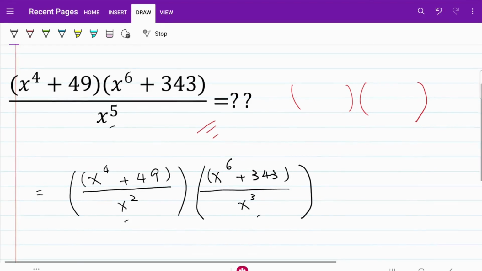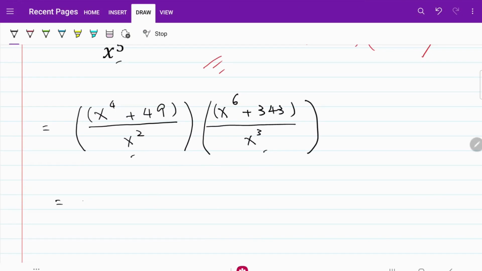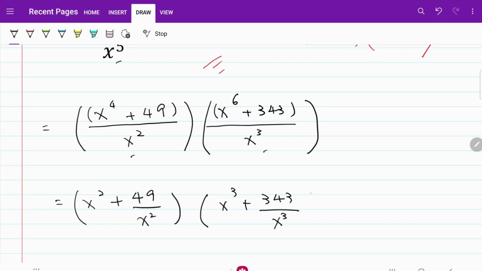Let me simplify these fractions further. So what I have now is x squared plus 49 over x squared, multiplied by x cubed plus 343 over x cubed. One thing that's very interesting is that when you look at these numbers, 49 and 343 both are linked to 7. 49 is equal to 7 squared and 343 is equal to 7 cubed. From there, we know that the number 7 is going to be a factor in our subsequent calculations.